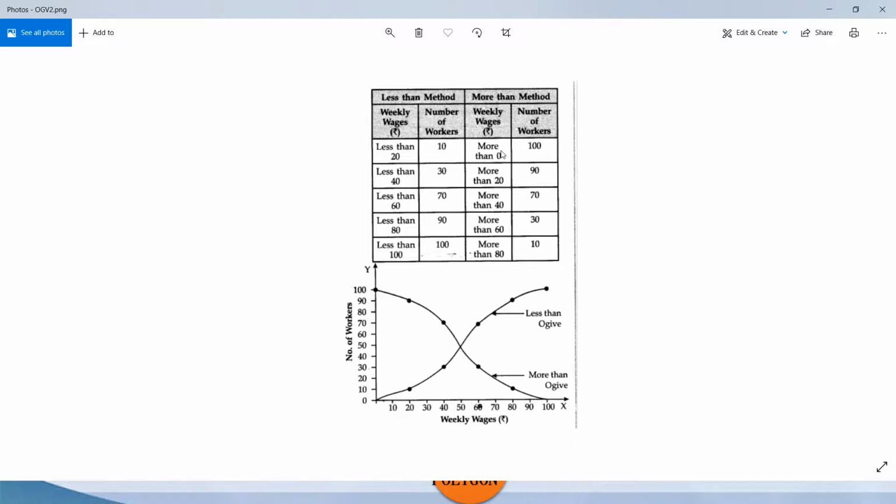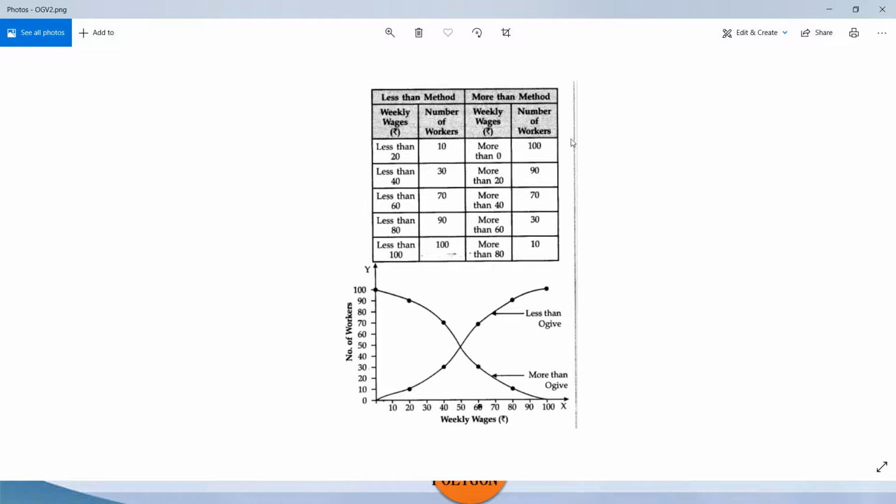Next interval is more than 20, how many are getting? More than 20 means this we should exclude. 10 workers are getting less than 20. So if you do 100 minus 10, then we'll get the more than 20 cumulative frequency here, which is 90. Next, more than 40. More than 40 wage, how many workers are getting? 70 workers. So that is 100 minus 30. So less than 40, how many are getting? That we have to exclude. That's all. It is very simple.